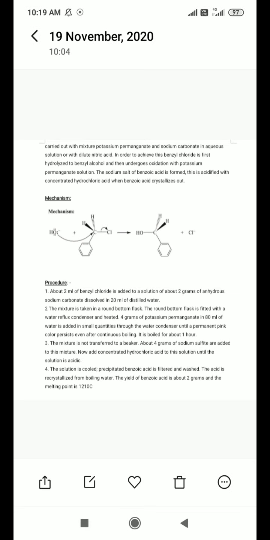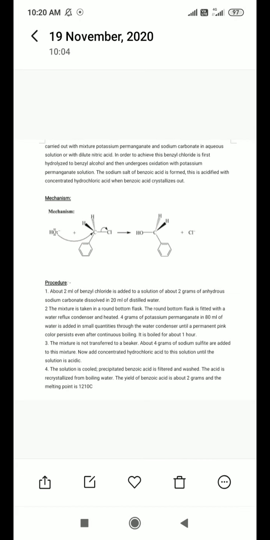In the next step, this mixture is taken in a round bottom flask. The RBF is fitted with a water reflux condenser and heated. Then you have to assemble the reflux condenser. Then we have to add 4 gram of potassium permanganate in 80 ml of water in small quantities through the water condenser until a permanent pink color persists even after continuous boiling. It is boiled for about 1 hour.